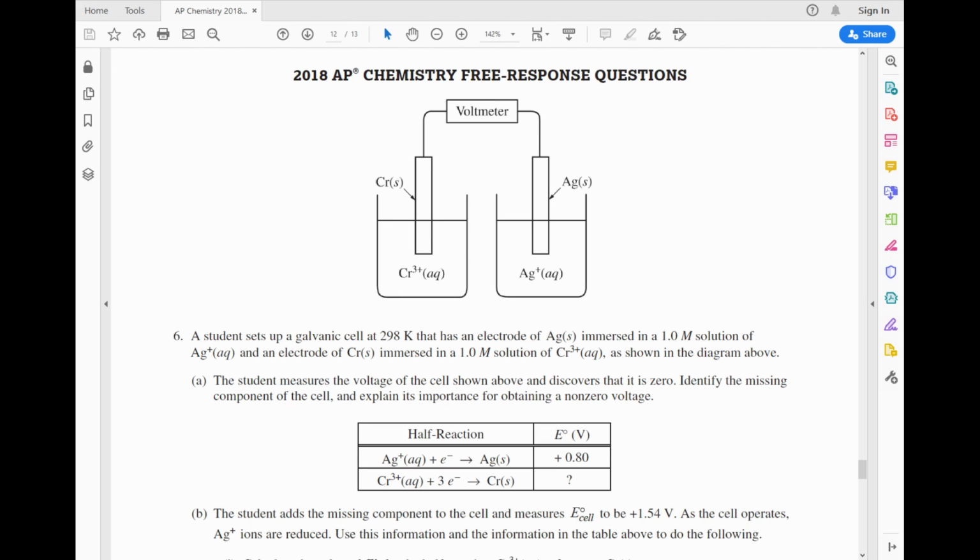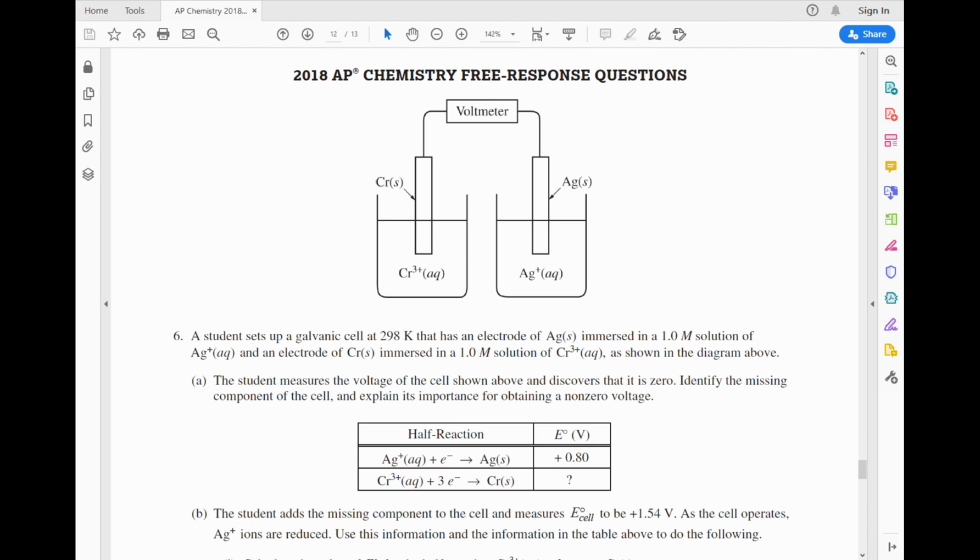Today we're talking about this problem which deals with galvanic cells. For reference, this will not be on the 2020 AP Chemistry exam, or should not, but we're covering it for sake of completion and future practice.